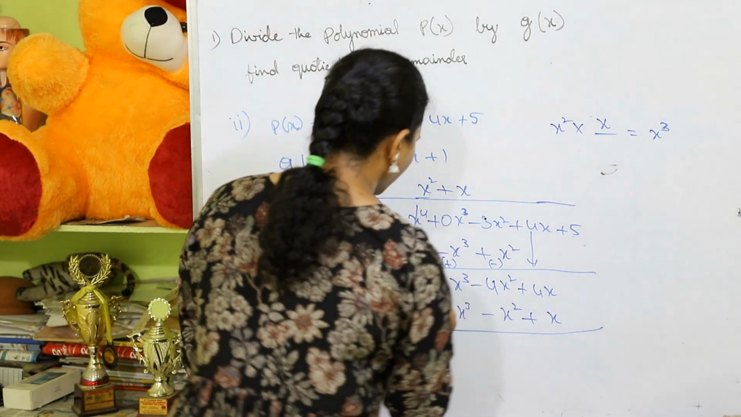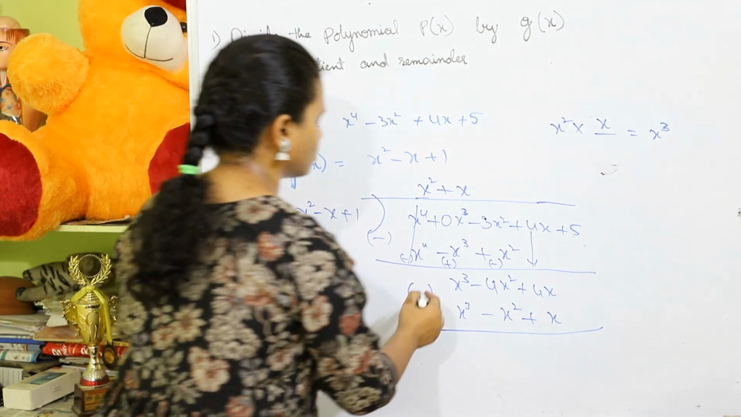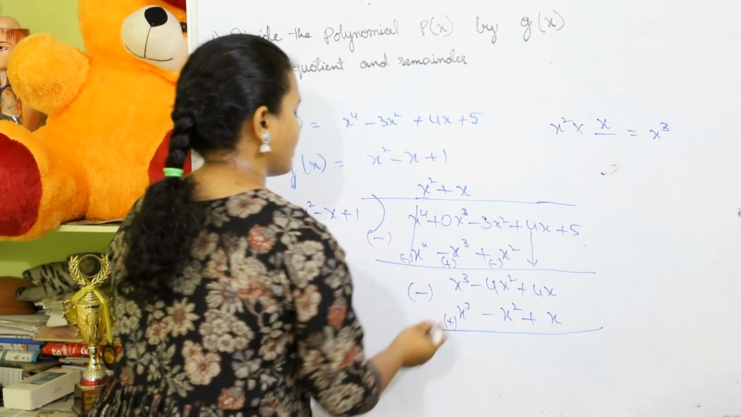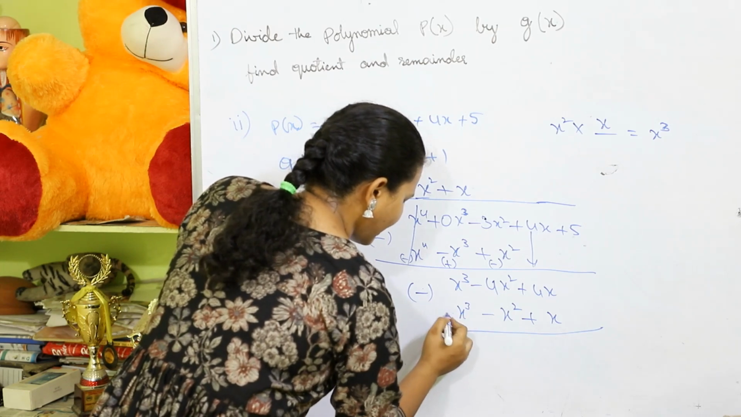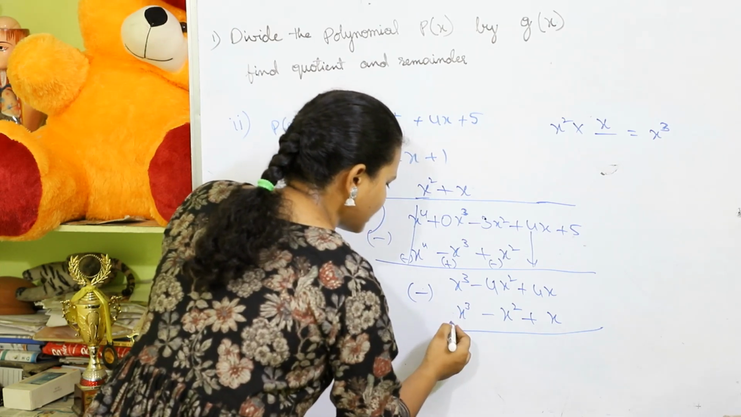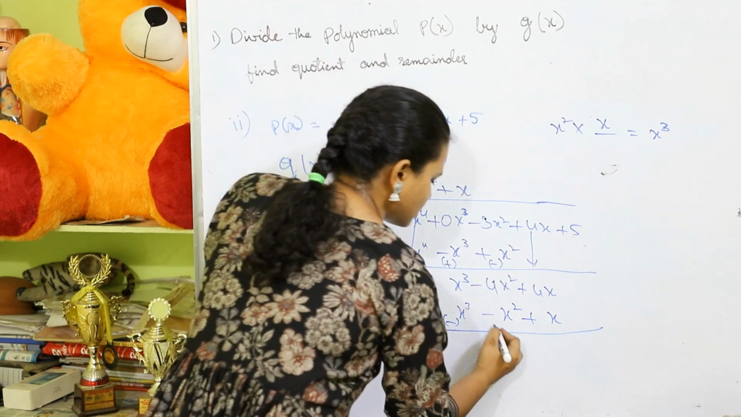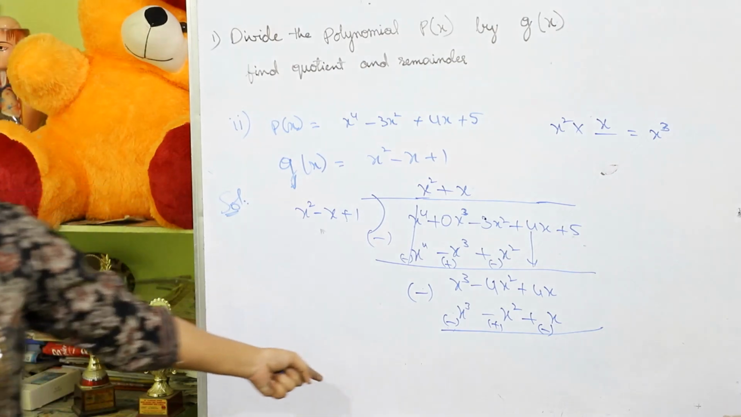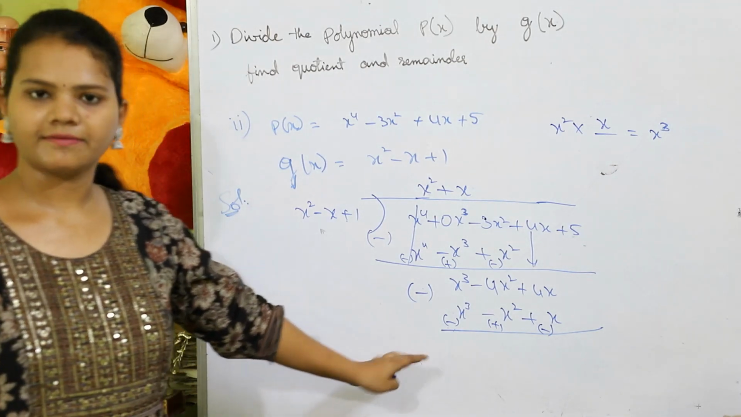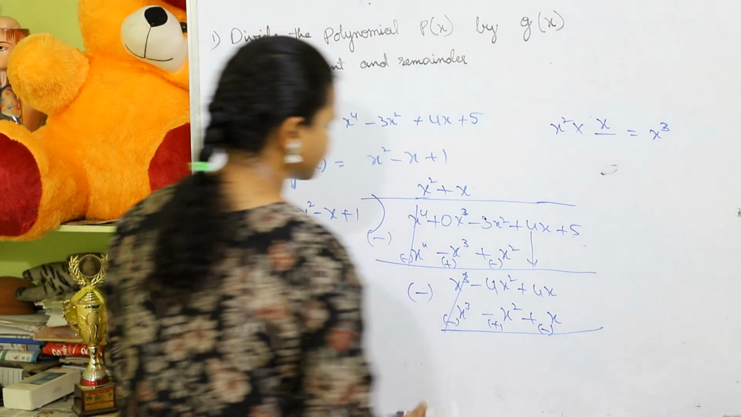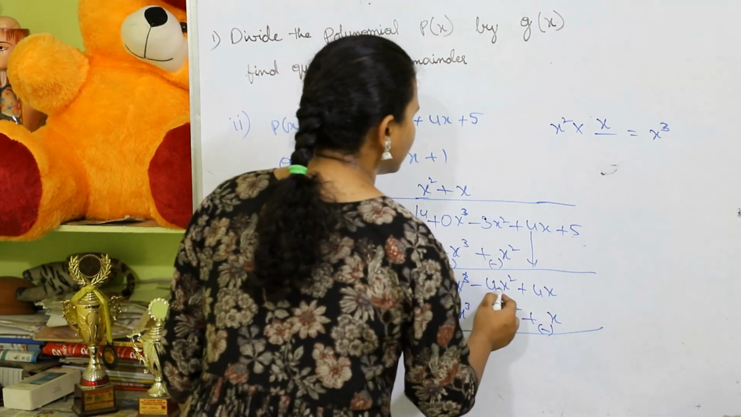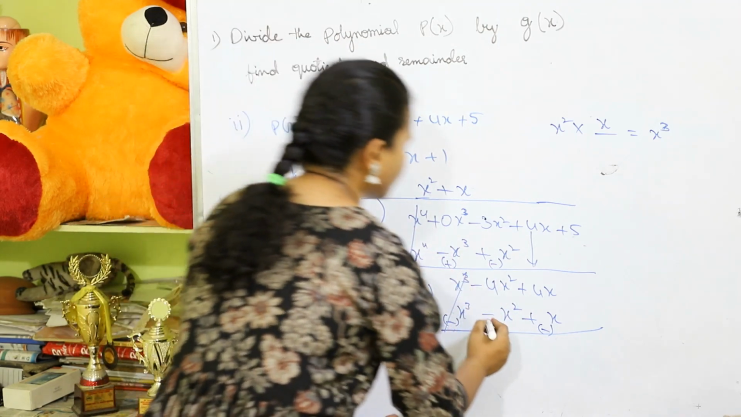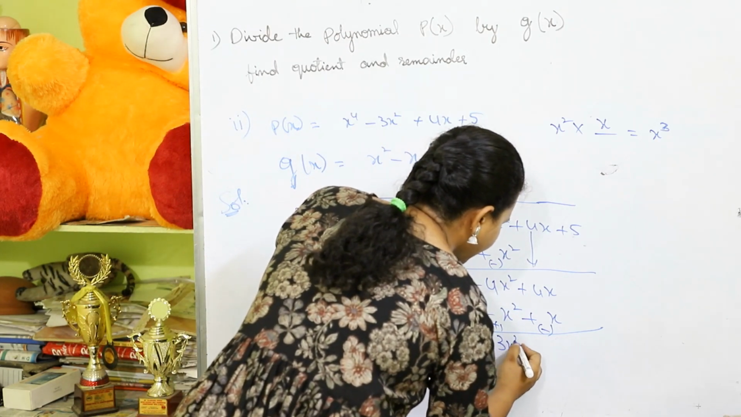Now what you do, you subtract both the equations. So here you have minus, here you have plus. So minus into plus, this becomes minus. Minus into minus, plus. Minus into plus, minus. Is it clear? Are you getting it? Very good. Now what you do? Plus minus cancel. Plus minus cancel. You have minus 4x square. Here you have plus x square. So this becomes what? Minus 3x square.